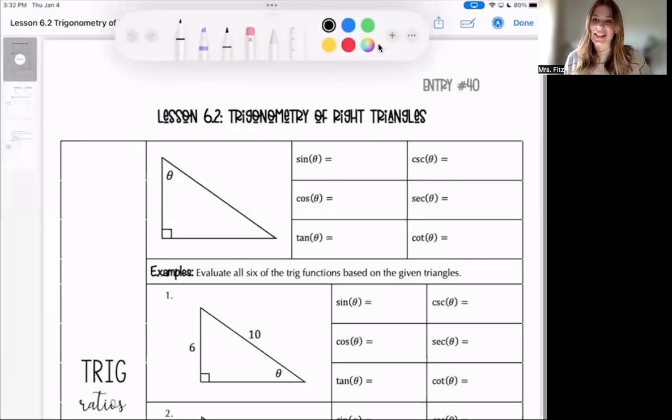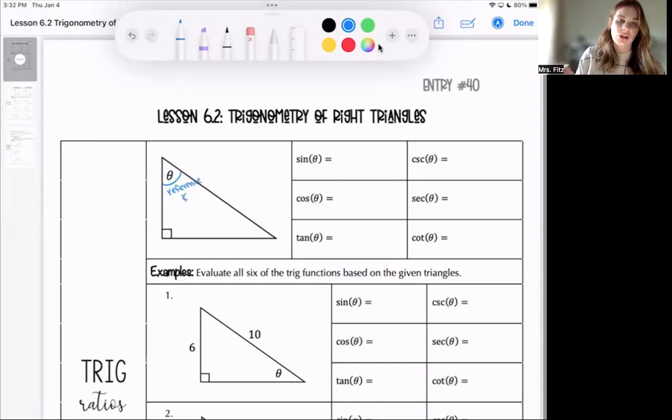Hi everyone. So today we are going to talk about trigonometry of right triangles. Before we jump into some actual problems, we're going to go ahead and define a couple of key vocabulary words when it comes to right triangles. So specifically, we look at theta, which is always our reference angle.